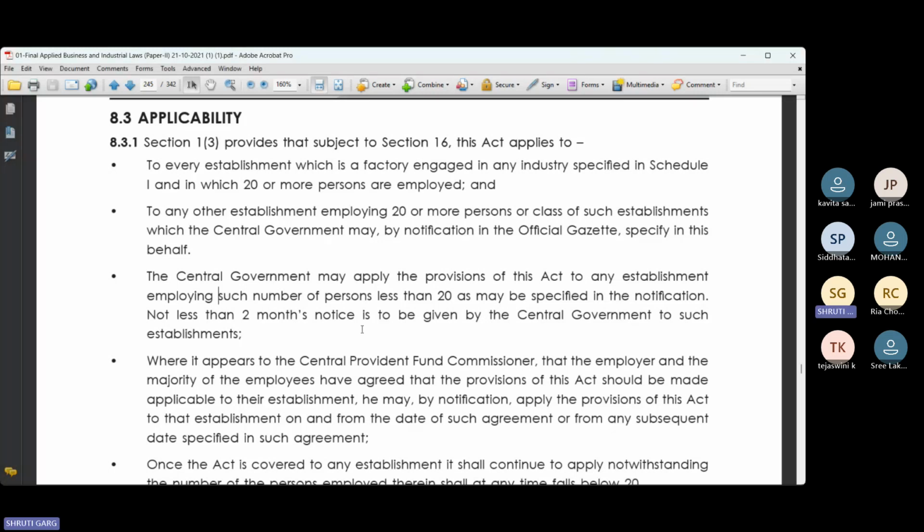Central government, yes, I have told you, but the central government should give 2 months notice before application of that act. We will apply the Provident Fund Act even if the employees are less than 20. Clear?